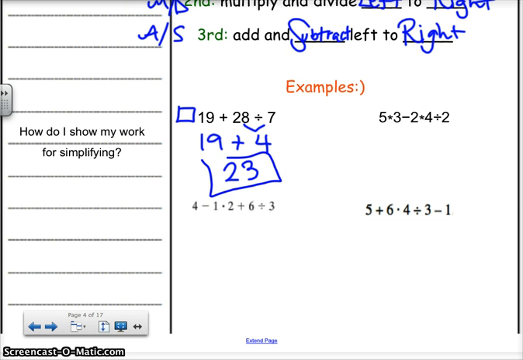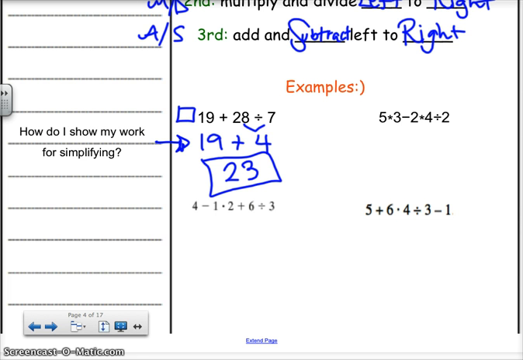Do you think I'm going to want you to do that in your head and only write 23 down? No, and I know you can. I can do that in my head too. But math is all about proving. Prove that you know it. And how do you know it? By showing your work. It's not that hard, right?